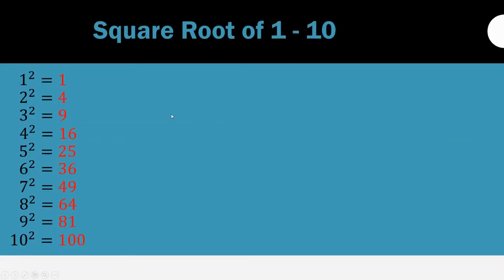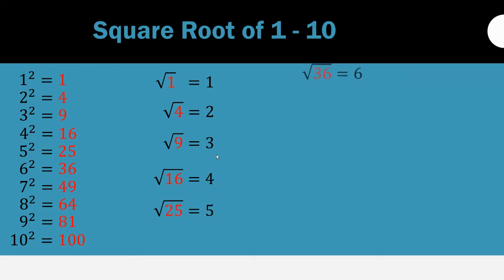These are examples from 1 to 10. Square root of 1 is equal to 1. Square root of 4 is equal to 2. And square root of 9 is equal to 3. Square root of 16 is equal to 4. Square root of 25 is equal to 5. And the rest follows through.